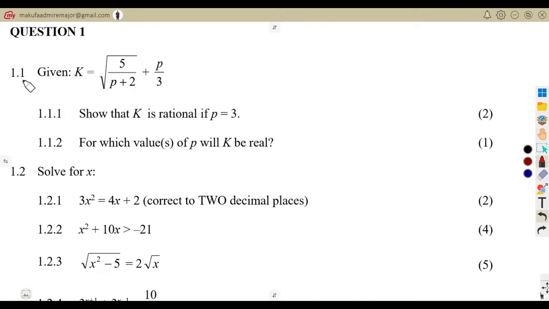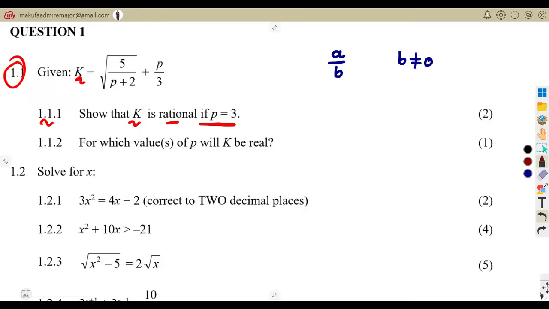On question number 1, in 1.1 you are given k equal to this expression that we are given there. Then in 1.1.1, we are asked to show that k is rational if p is equal to 3. A rational number, remember, is one that you can express in the form a over b, where a and b are integers, and b cannot be equal to 0. So if we can have it in that form, that means we have a rational number.